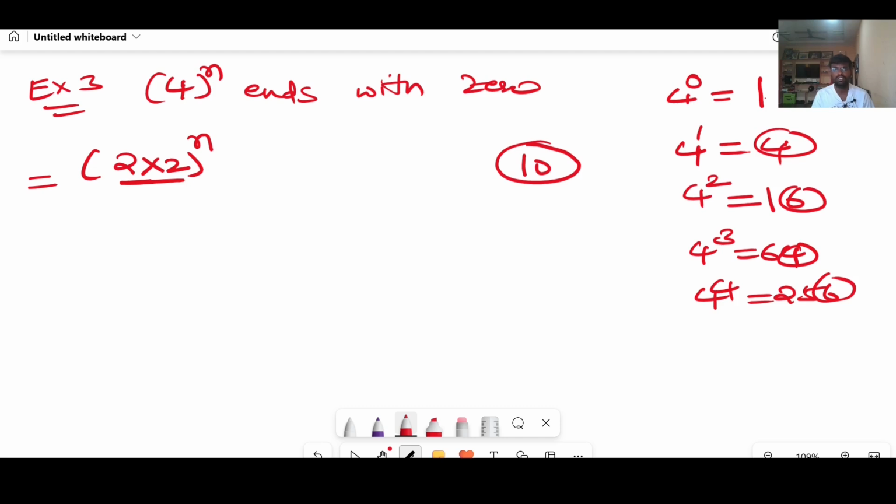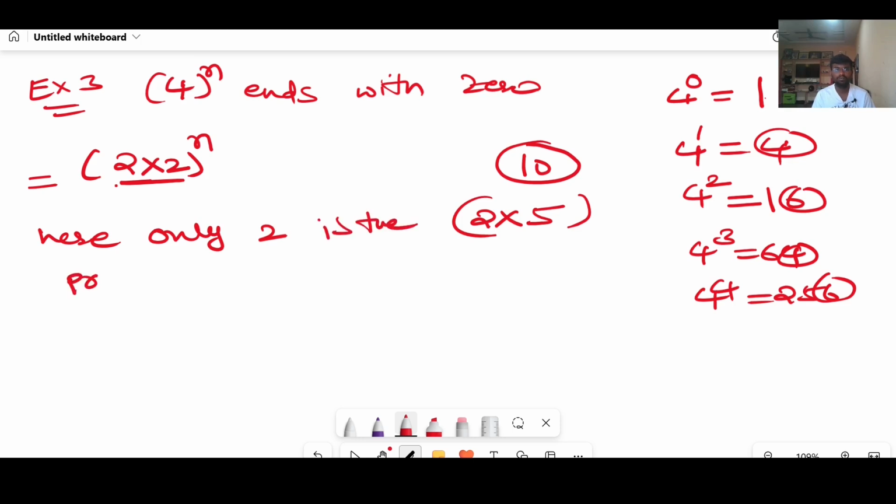Look at here. If 10 is present in the base position of any exponential form, then 2 and 5 are the prime factors for that base, right? Here we have only 2 and 2 as the prime factors. Therefore, only 2 is the prime factor for 4, right?